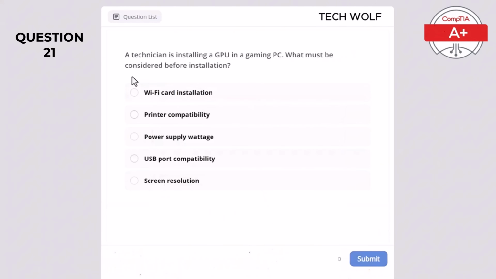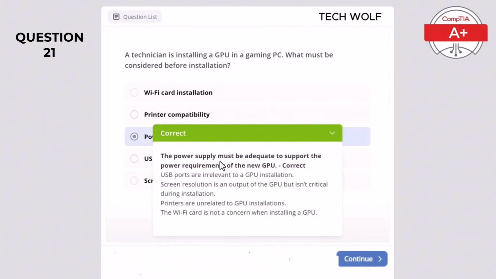And question number 21. A technician is installing a GPU, or graphical processing unit, or video card, in a gaming PC. What must be considered before installation? Wi-Fi card installation, printer compatibility, power supply wattage, USB port compatibility, or screen resolution. And the correct answer here is power supply wattage. The power supply must be adequate to support the power requirements of the new GPU.